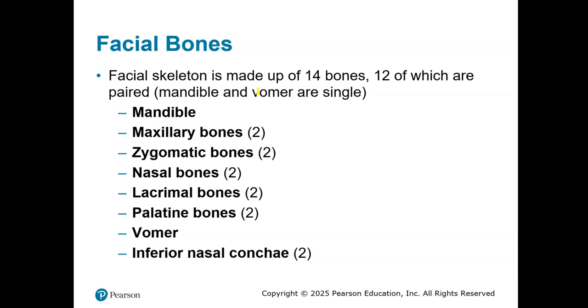The facial bones include the mandible or jawbone, the maxillary bones, which I call the mustache bones because they're where a mustache would be. Zygomatic bones are the cheekbones. The nasal bones, of course, form the top part of the nose. Lacrimal bones are right there in the corner where, if you cried, your tears would run alongside where those lacrimal bones are located. The palatine bones and the vomer and the inferior nasal concha.